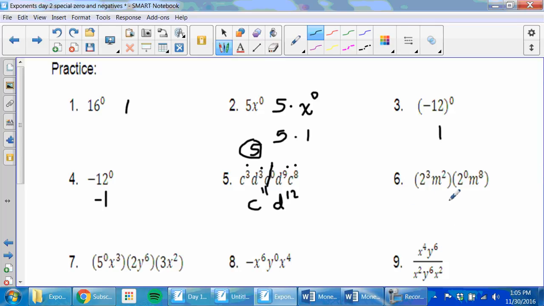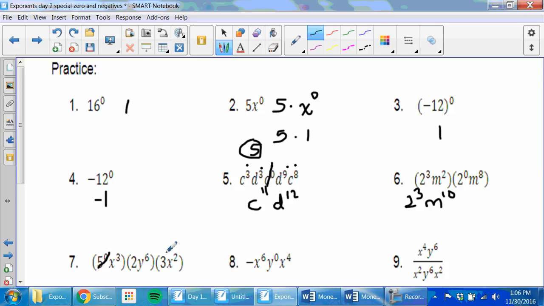Number 6. Here's 2 to the 3rd times 2 to the 0. I would add my exponents. That would just stay 2 to the 3rd. m squared times m to the 8th would turn out to be m to the 10th when I add my exponents. Okay. Down here, 5 to the 0. This is just a 1 now. I can't multiply the 5, so that's just a big 1.